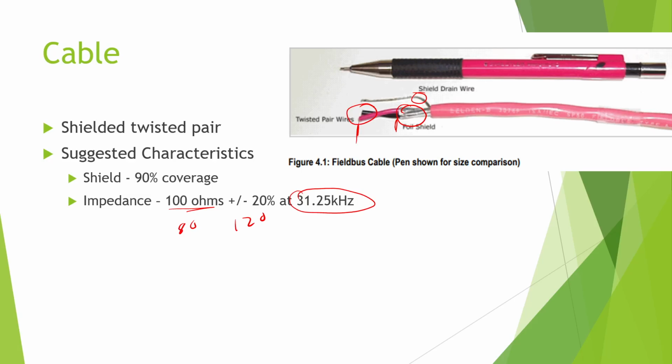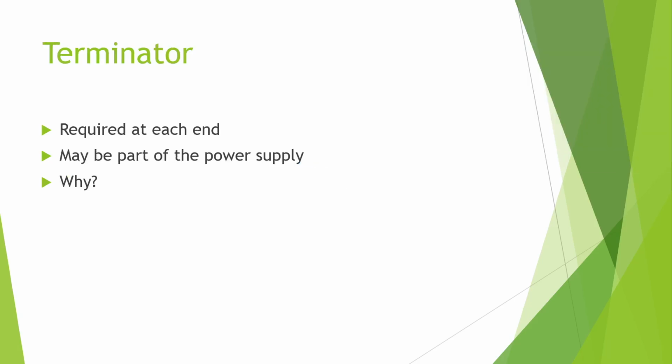All right, moving on. The terminator. We already talked about this, but we need to have a terminator required at each end. Without the two terminators, you're going to have improper signals because of stuff reflecting and all sorts of other nonsense happening. So we really need to make sure we have those terminators. If something funky is happening on your network, check your terminators. Make sure they are there.